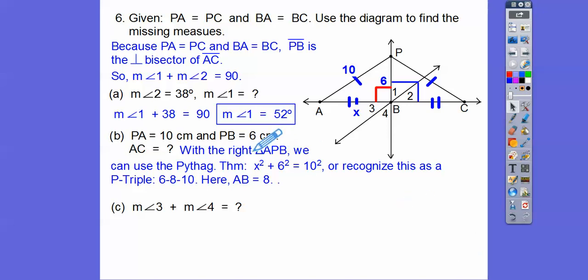It says find the length of AC. So if this is 8, then this is 8. So AC must be 8 plus 8, or 16.